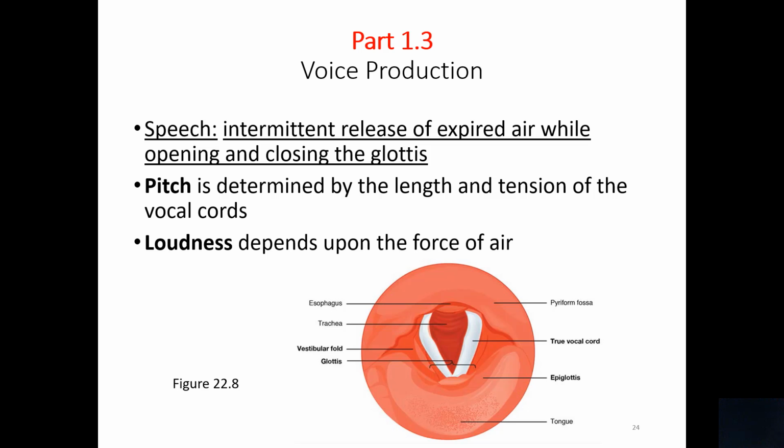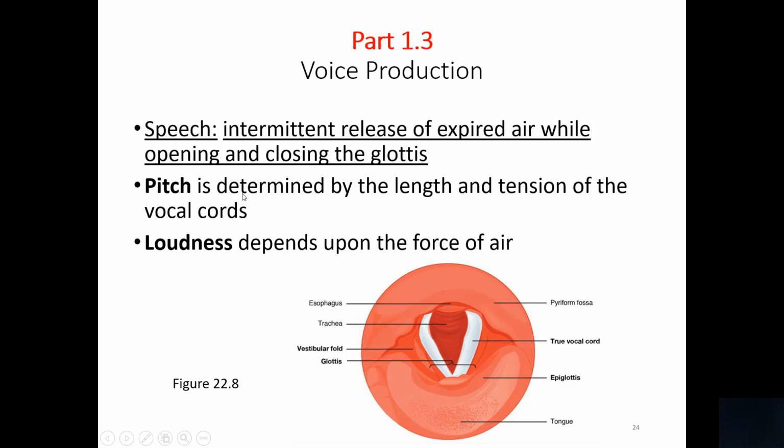Part 1.3, Voice Production. So what is speech? There is a definition of speech here. It's intermittent release of expired air while opening and closing the glottis. So, expiration, we exhaling air, and glottis, those two true vocal cords and space between them, they keep opening and closing depending on what we're saying, how we're saying it.